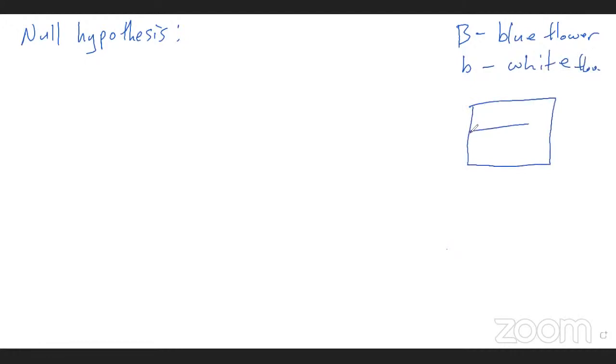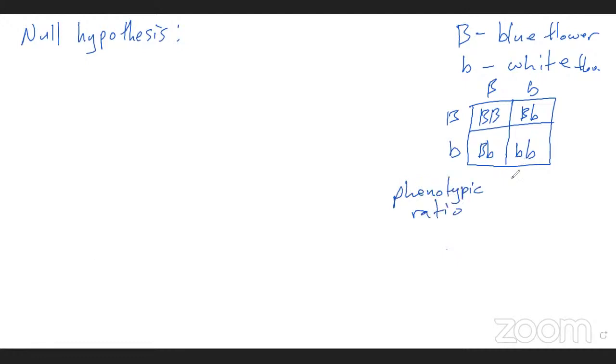We cross two heterozygous offspring, so big B, little b, big B, little b. In this box it would be big B big B, this box big B little b, big B little b. What is the phenotypic ratio? How many blue flowers will we have? 3 blue flowers to 1 white. Yes, so the phenotypic ratio is 3 to 1.